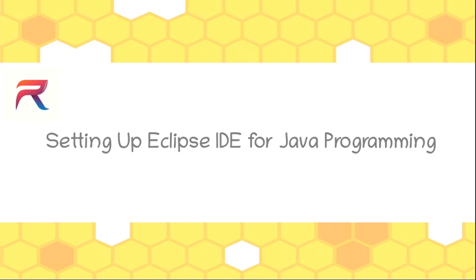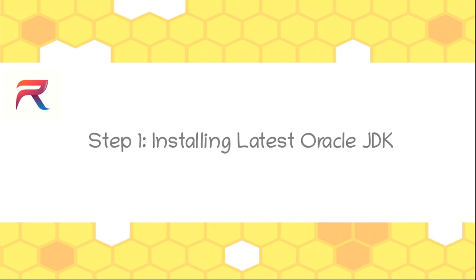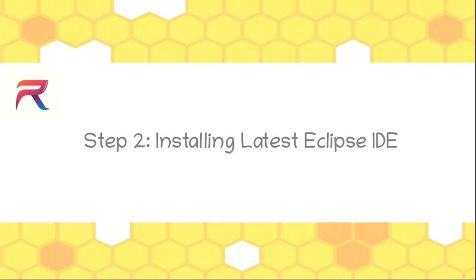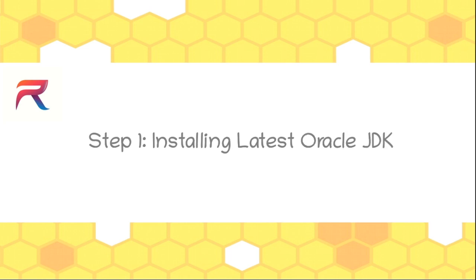Okay, then let's begin with setting up Eclipse IDE for Java programming. In this video, you will be learning, or rather, doing, the installation of the latest JDK. We will do it in steps. We will first install the latest Oracle JDK in Ubuntu, and after that, we will install the latest Eclipse IDE. So first, let's begin with installing Oracle JDK.